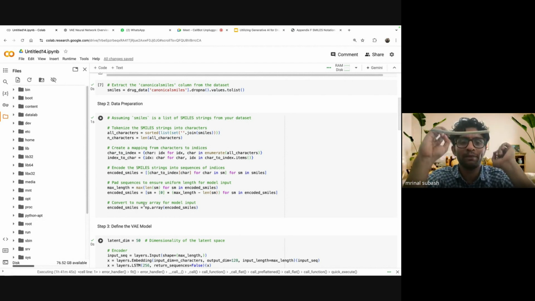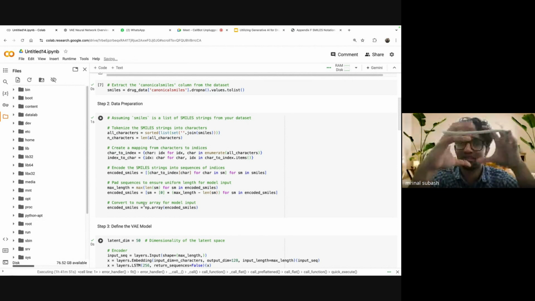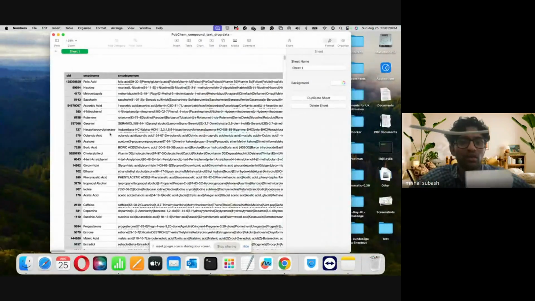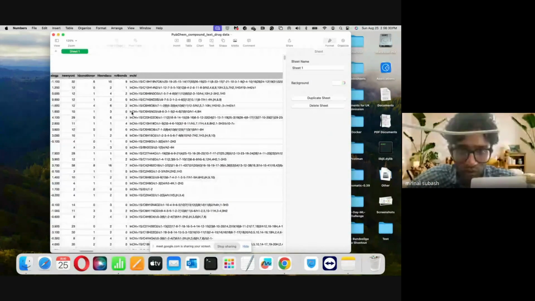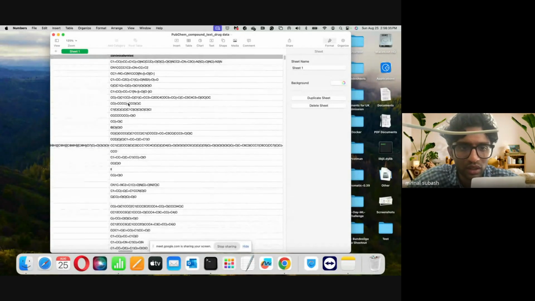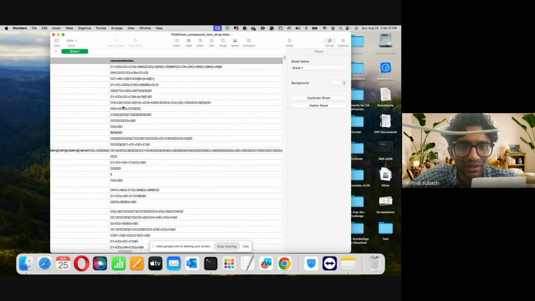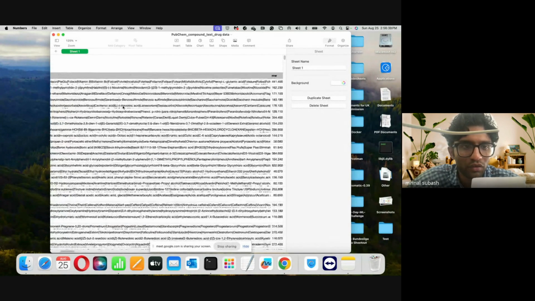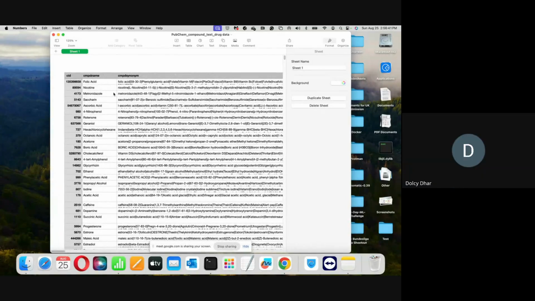So in this case, the canonical SMILES might have a lot of aberrations. I wish I could show you the... Okay, now it's loaded. You can see the canonical SMILES column. You can see here that these are the compounds. Mrinal, could you zoom in a little bit? It might be a little too small. Yeah, sure.